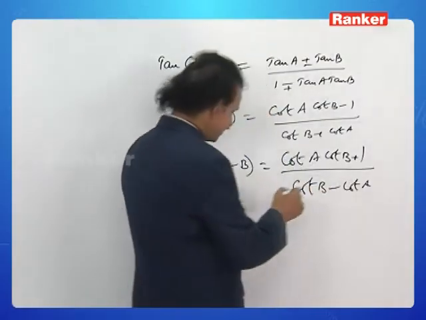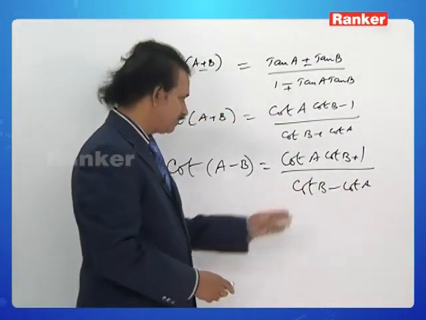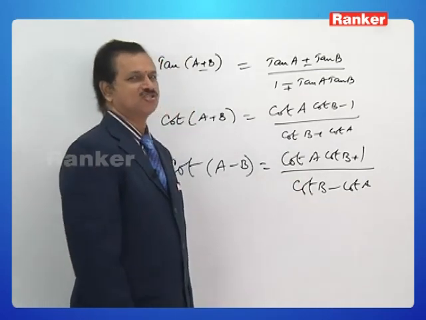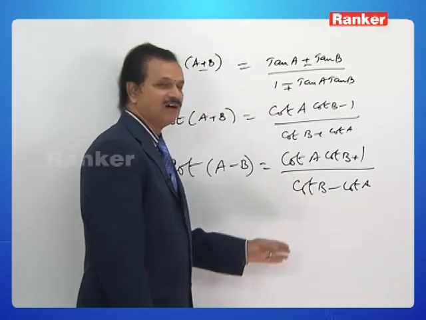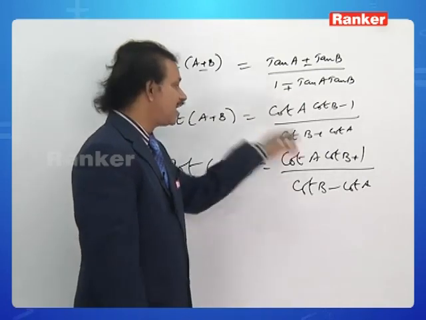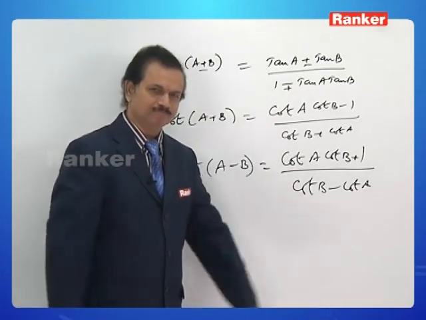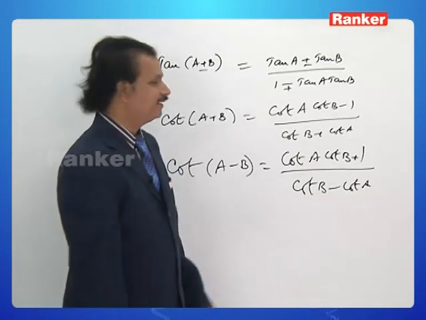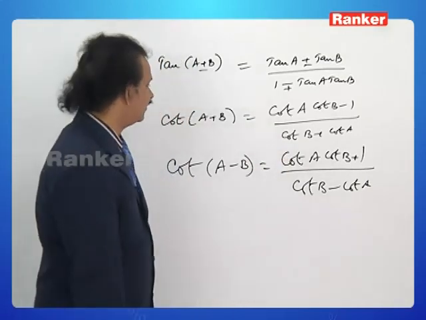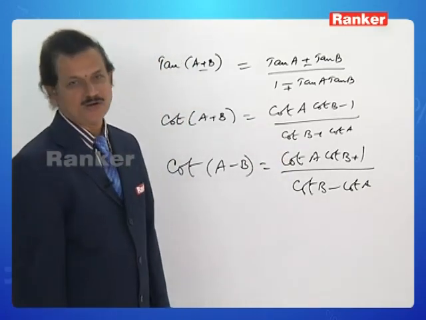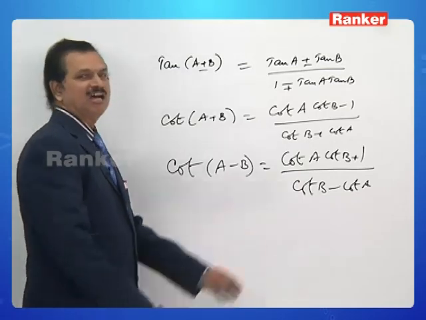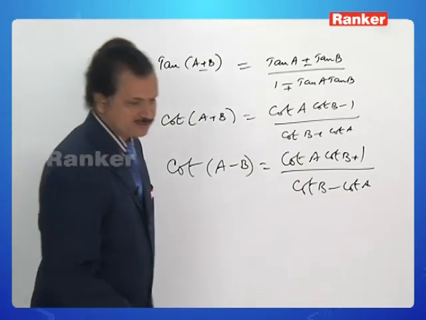In order to remember this, let us try to express both these formulae with the denominators starting with cot b. That is the benefit we have by writing like this, cot b plus cot a, cot b minus cot a. Well, my dear, let us now observe the applications of these.